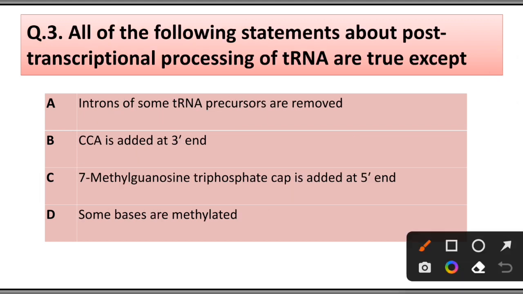Question number 3. All of the following statements about post-transcriptional processing of tRNA are true except: introns of some tRNA precursor are removed, CCA is added at 3 prime end, and 7-methyl-guanosine triphosphate cap is added at 5 prime end, and some bases are methylated. Correct answer is option C.